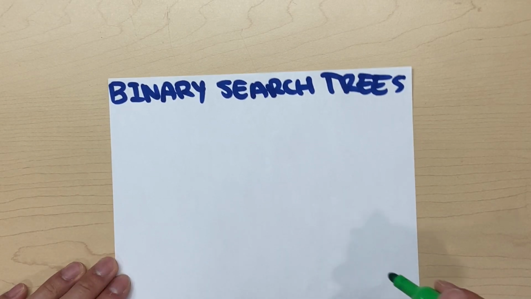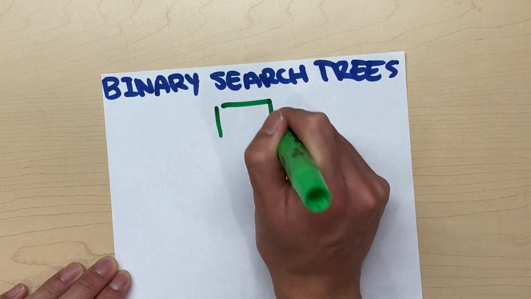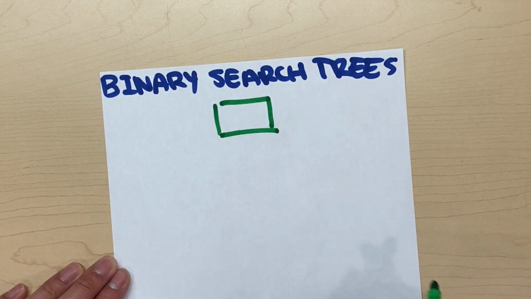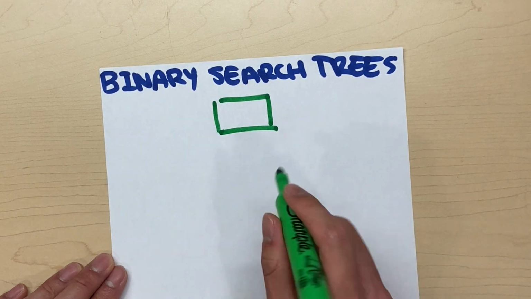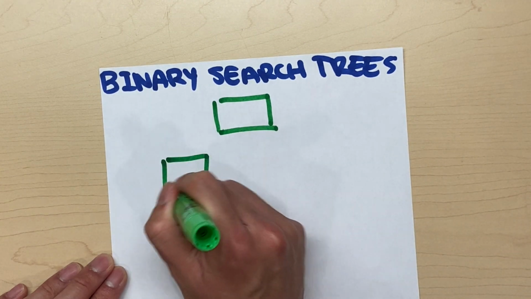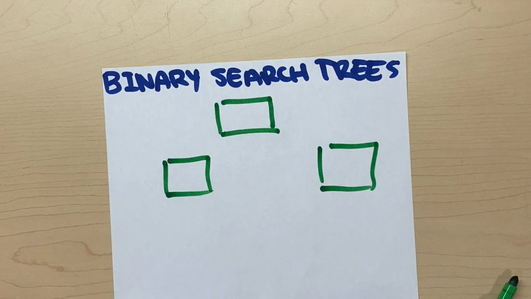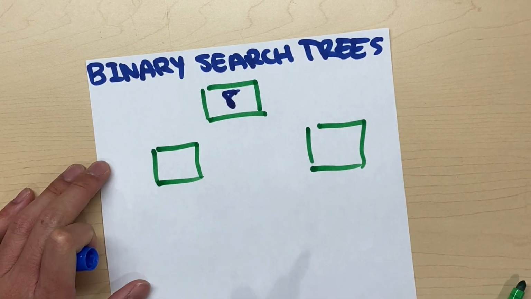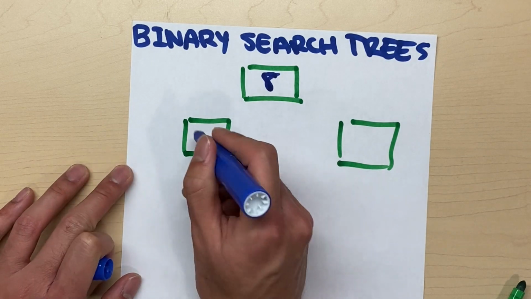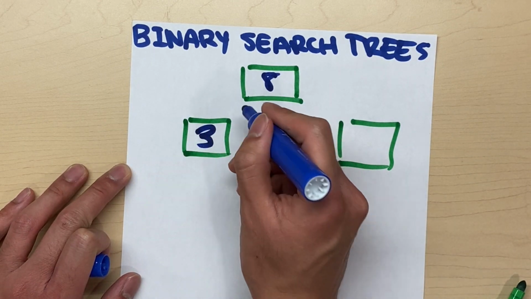Okay, now on to binary search trees. A binary search tree is just a binary tree, but there's a specific structure to it where if we want to add something, it can only go to the left or right, right? But we have a rule for what can go to the left and right nodes. For example, if we were to insert 8 as our root node, our first node, and then we want to insert something like 3, 3 is less than 8.